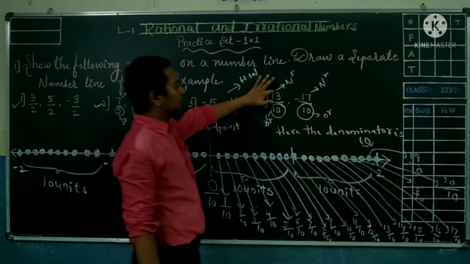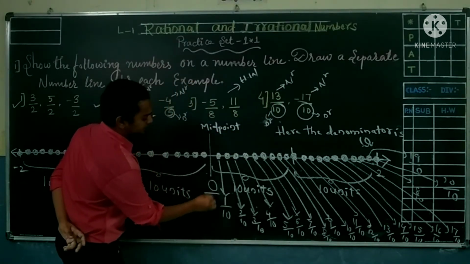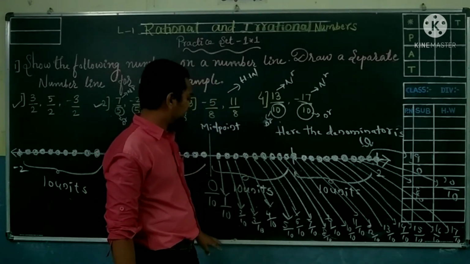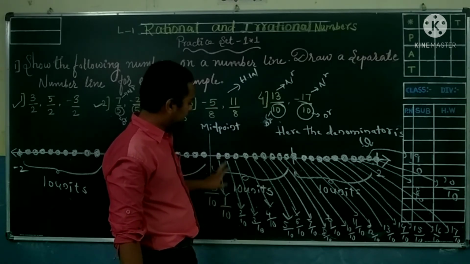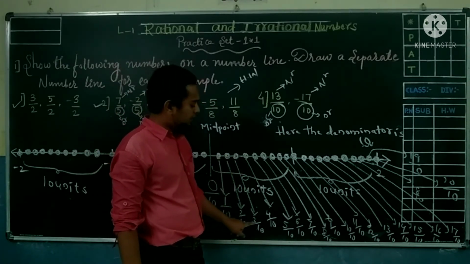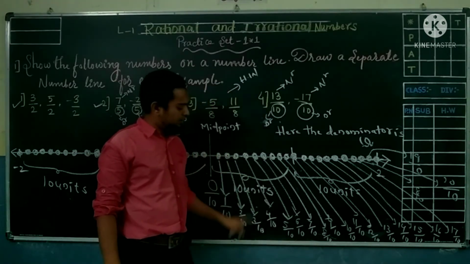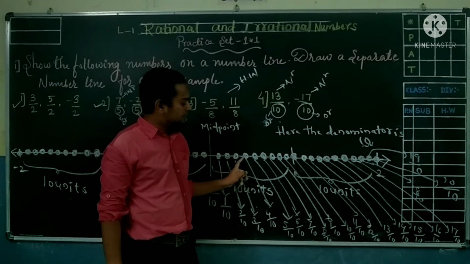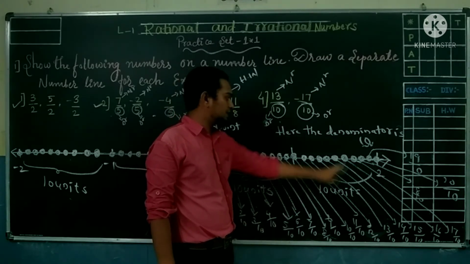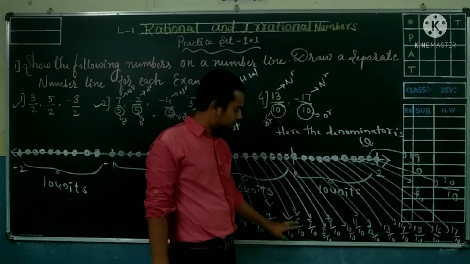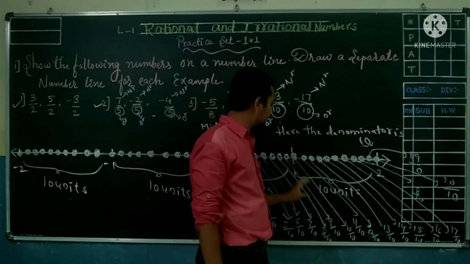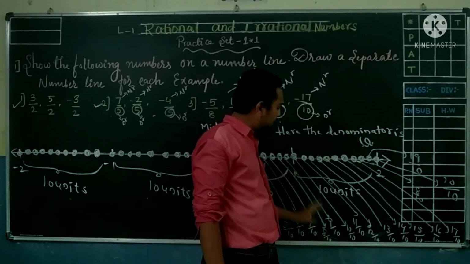Here, first of all, to show 13 upon 10 on a number line, here is 0 upon 10, 1 upon 10, 2 upon 10, 3 upon 10, 4 upon 10. Here 1 unit means 1 upon 10, where 10 is the denominator. 2 units means 2 upon 10. 3 units means 3 upon 10. Next 4 units, 4 upon 10. 5 upon 10, where the denominator is 10, the given denominator. 6 units, 6 upon 10. 7 units, 7 upon 10. 8 upon 10. Next 9 upon 10.